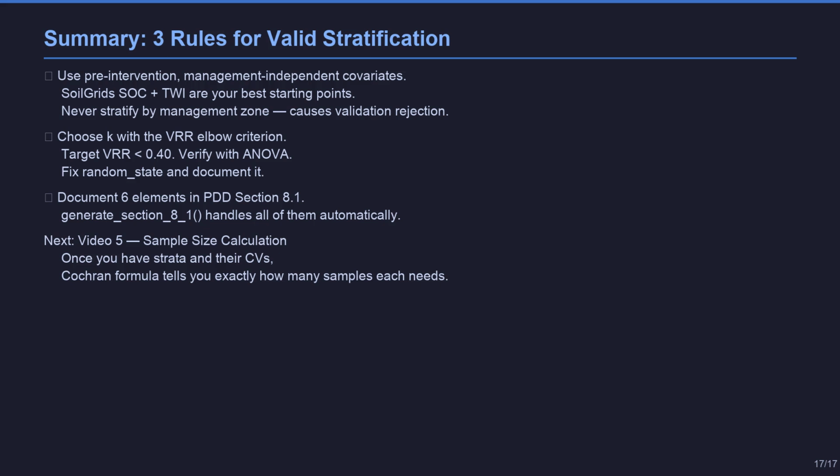Video 5 covers sample size calculation, the next step after stratification. Once you have your strata and their internal CVs from pilot sampling, the Cochran formula tells you exactly how many samples each stratum needs. See you there.